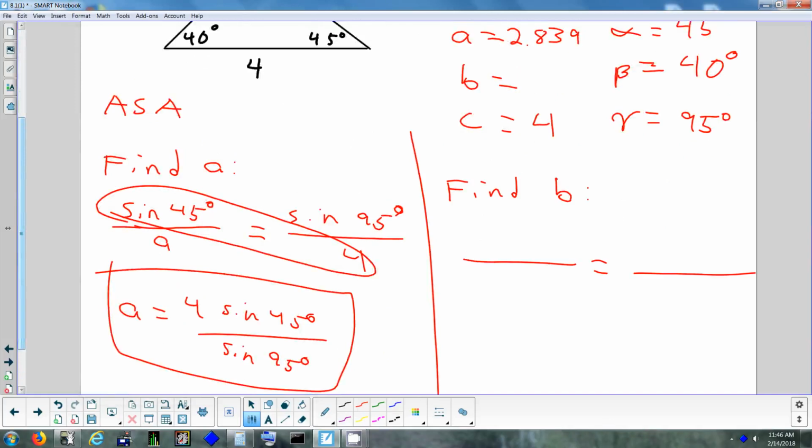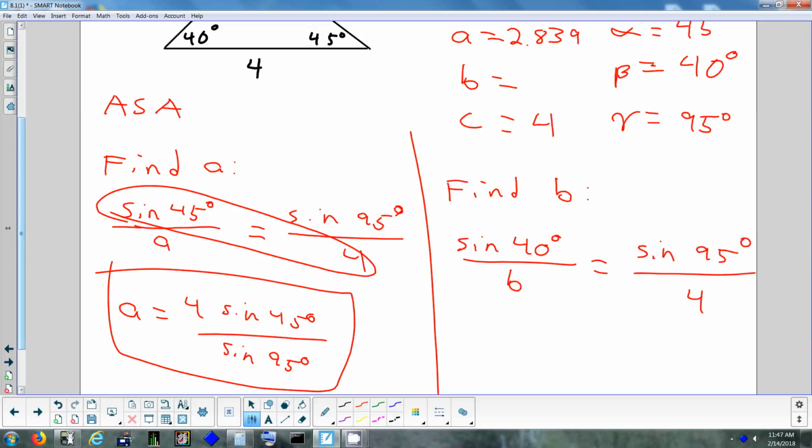Anyone think they can tell me how to set up my proportion to get B? Yeah, Casey? Sine 40 over B. So she's using the row that has the thing we were missing. You got to use that row. Yep. And now she has a choice of which two rows to use because they both have everything in them. Let's see which one she picks. The sine 95. Yep, that's the row I would go with.